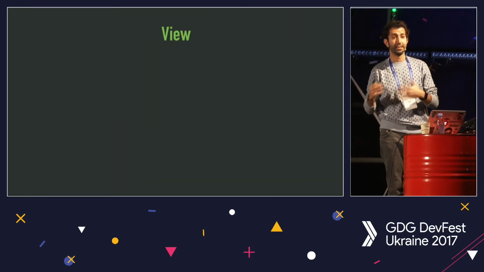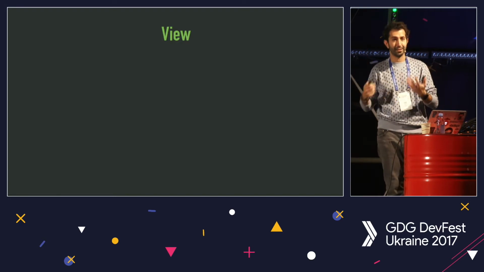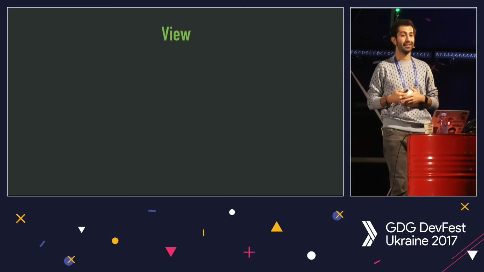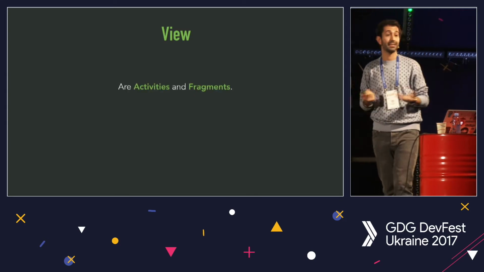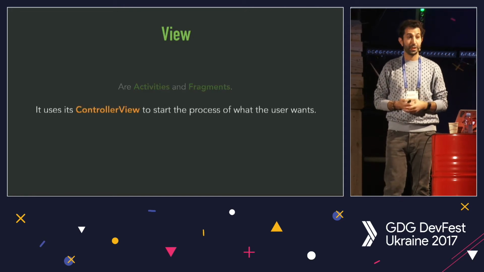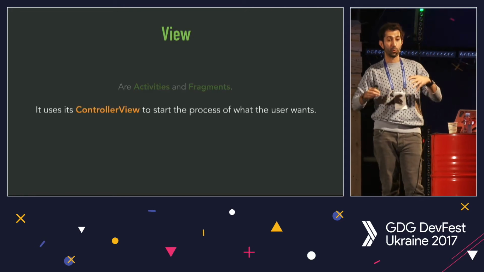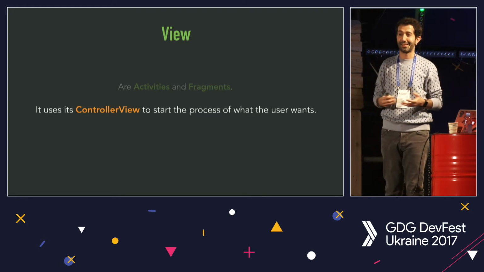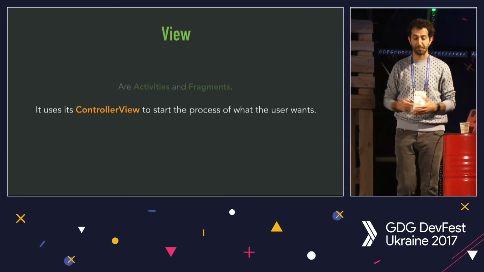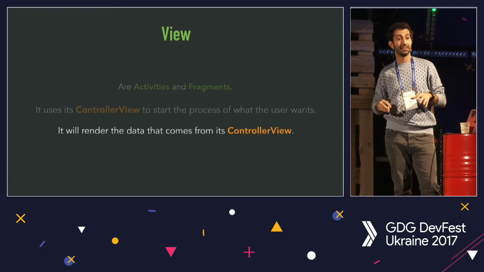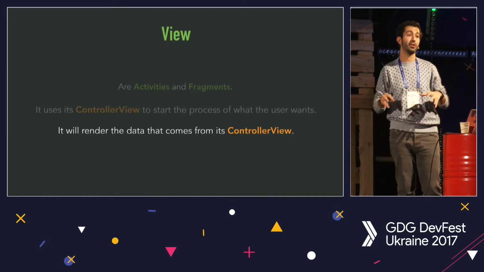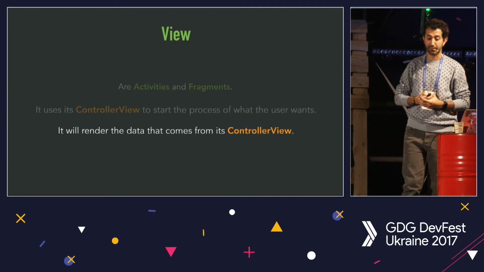Now we are going to go component by component, even though we already have said things about them, just to make it clear, OK? So as I said before, we have activities or fragments. That's all, OK? They use the ControllerView to communicate what the user wants to do, what the user wants to achieve. Like, for instance, create an item. Once the ControllerView has the information from the state, it's going to give this information to the view, and then the view will render itself.